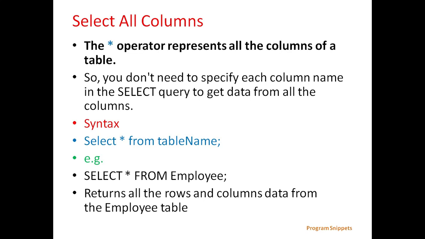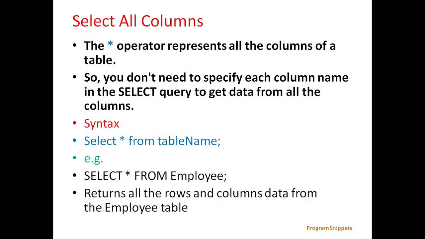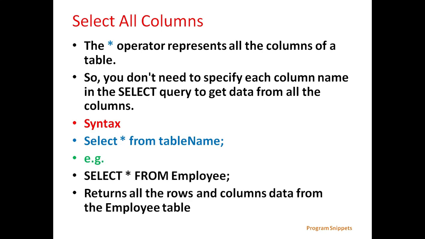The asterisk operator represents all the columns of a table. With this, you don't need to specify each column name in the select query to get the data from all the columns. General syntax is select star from table name. For example, select star from employee returns all the rows and columns data from the employee table.